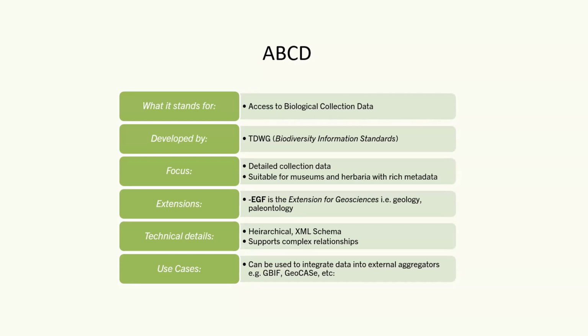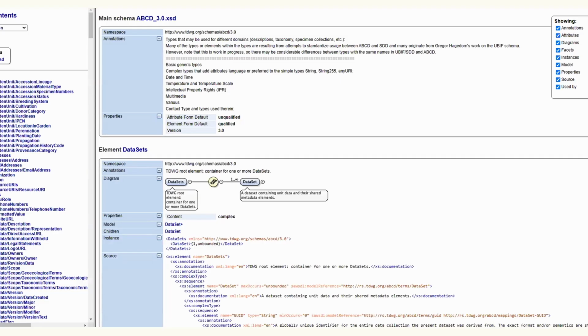And it can be important because it can help you integrate your data into external aggregators such as GBIF and GeoCASe. And this is an example of some of the fields and what it looks like. This is the schema documentation, and you can see on the left-hand side all the different elements, or a few of the different elements. There are hundreds, and they outline what fields you need within the schema to refer to different ideas related to the object. So for example, you want to have a contact person, and then you want to have their telephone number. That is how you would write that into the XML.